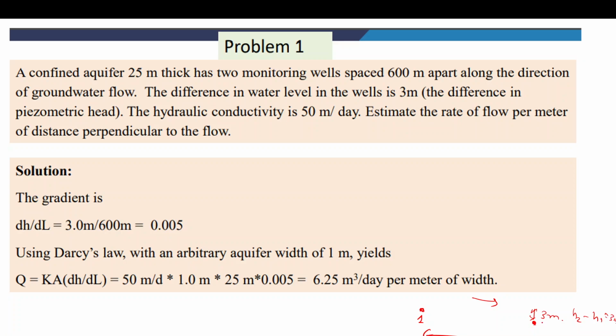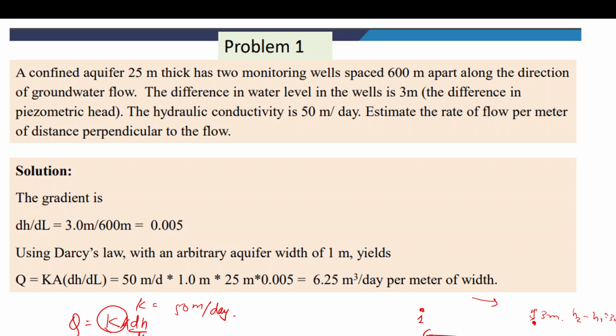Now the hydraulic conductivity K is 50 meter per day, right? And estimate the rate of flow per meter of distance perpendicular to the flow. So here you need to calculate the flow rate, and for that, what is the formula? Q equals K A dH by dL. Now dH is nothing but 3 meters. dL is, since they are 600 meters apart, so it is 600. K is given to you as 50.